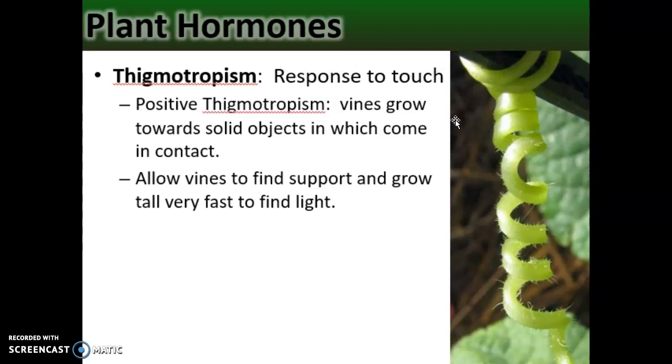Right? In order to find that object initially, when this vine starts growing, it doesn't grow straight up, but it grows in this circular pattern. It's constantly whipping around and whipping around and whipping around until it finally bumps into something. Once it bumps into something, it coils around it and puts all of its energy in growing towards that object. So that's an example of thigmotropism.